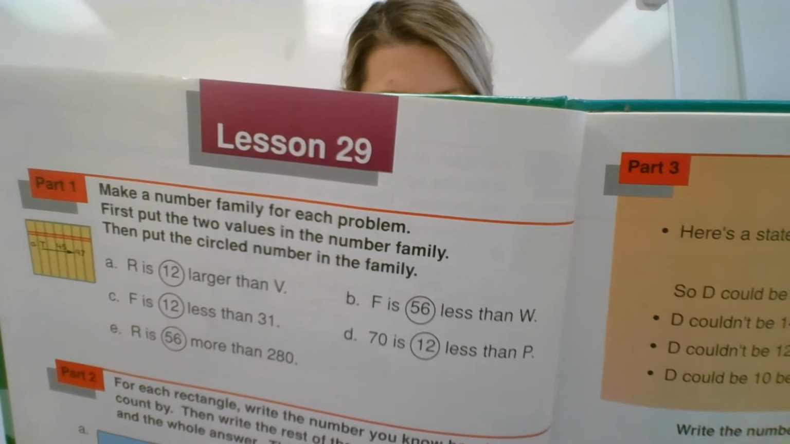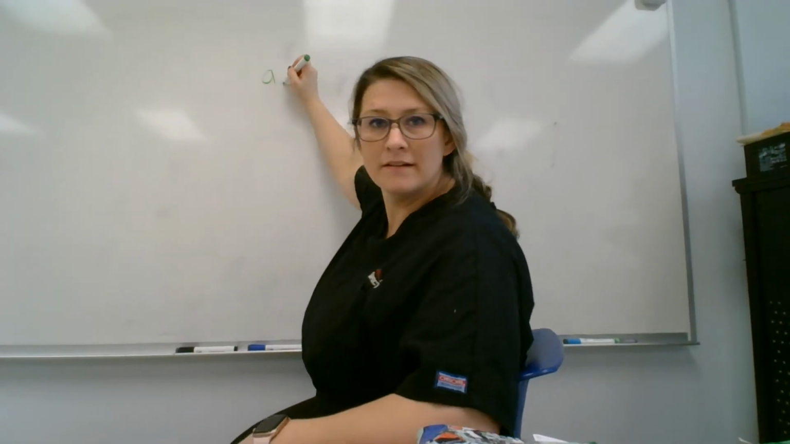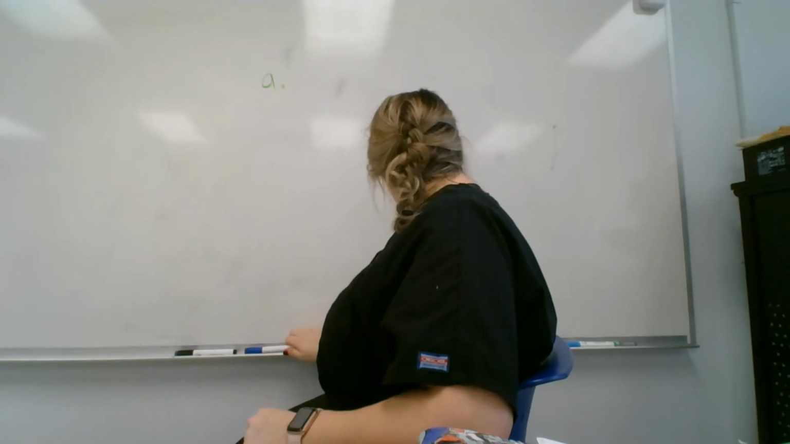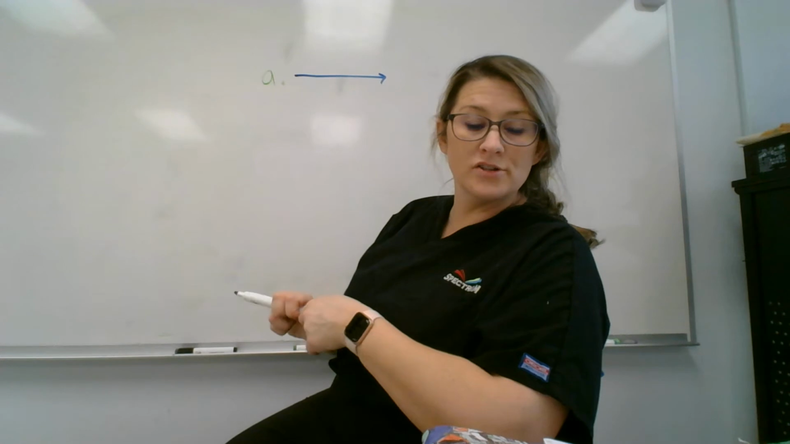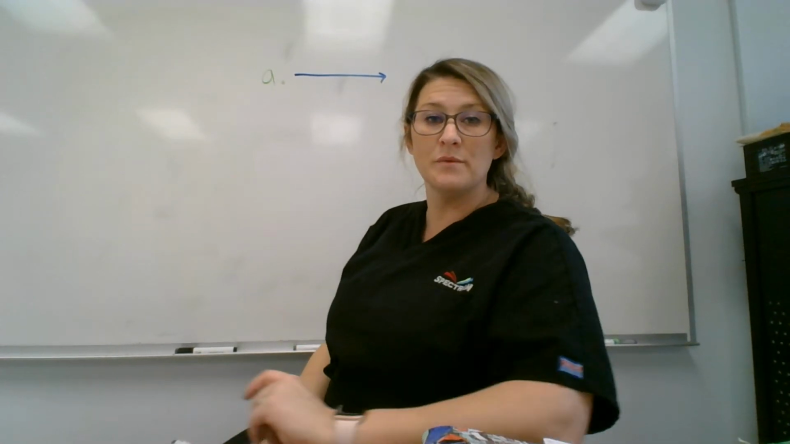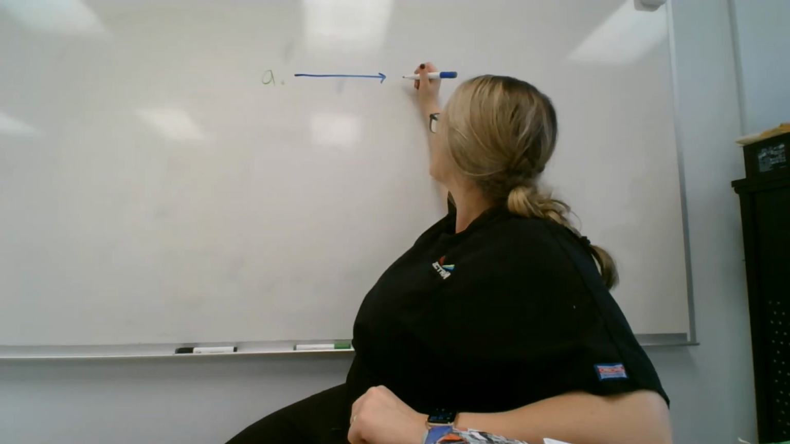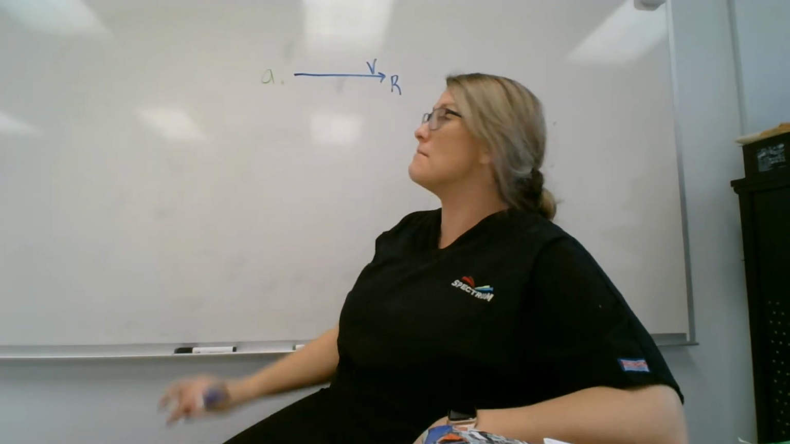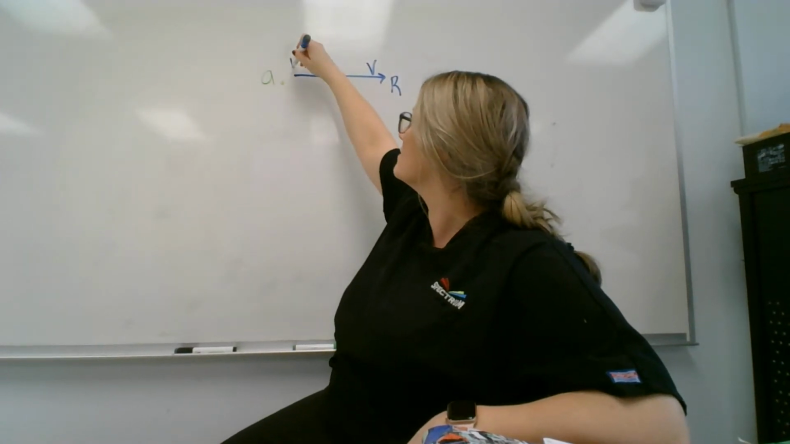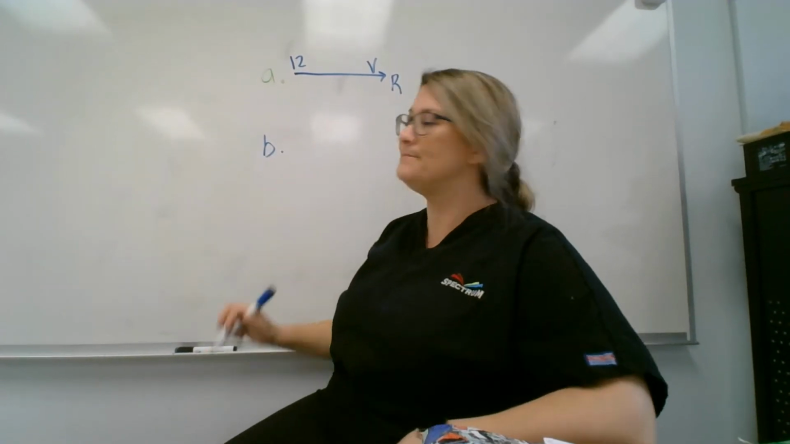Problem A, R is 12 larger than V. I don't know if we can see that one very well. All right, so it says R is 12 larger than V. If I'm going to read it without the circle 12, ready? R is larger than V. So which letter goes at my end? R. So I know that goes like that. And my difference number always comes here. 12, V, R. Let's look at B.